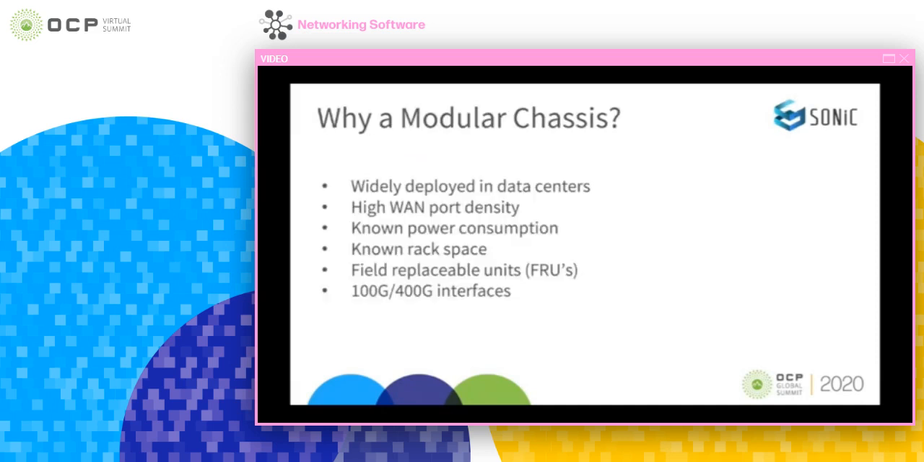So why a modular chassis? Well, first, modular chassis exist today, so there's no reason that SONiC shouldn't have one. Some of the reasons for a modular chassis include they are widely deployed in data centers already. They have high WAN port density, a large number of ports. There's a known power consumption. There's a known rack space. One of the characteristics of a modular chassis are field replaceable units, or hot swappable devices. And they support high-speed interfaces like 100G and 400G.